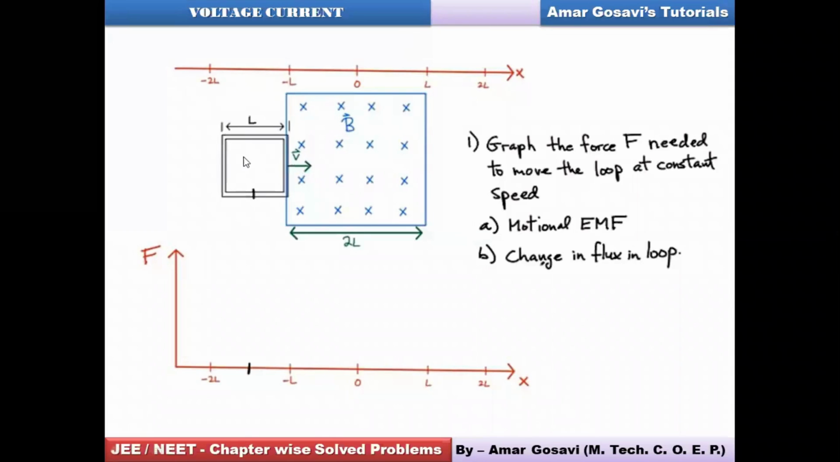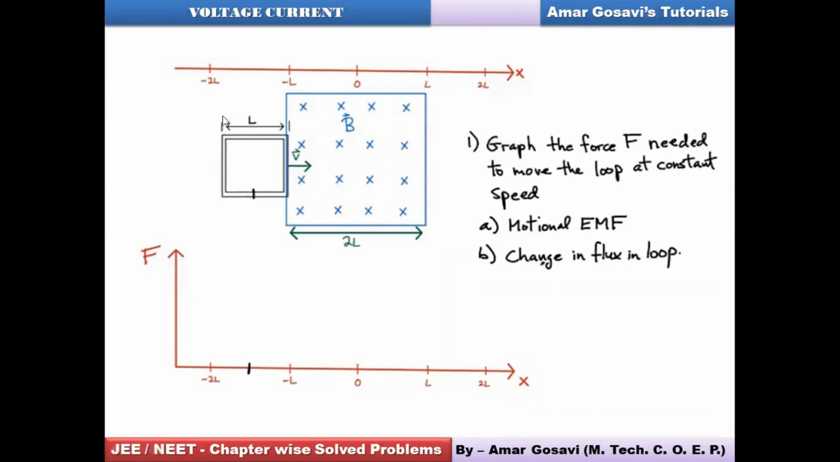Here also you can see there is a rectangular coil which is being moved with velocity v inside this magnetic field. Earlier the magnetic field was perpendicular outwards. Here the magnetic field is perpendicular inwards. Let L be the length of this square coil, and let V be the velocity with which it is pulled. We are supposed to graph the force needed to move the loop at a constant speed. So we will plot it in this manner.